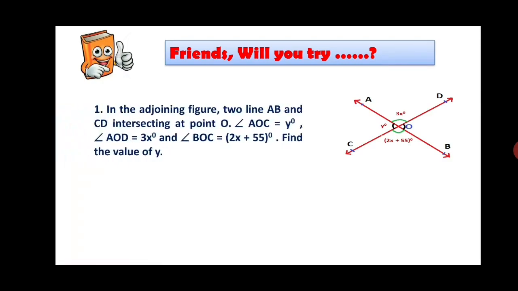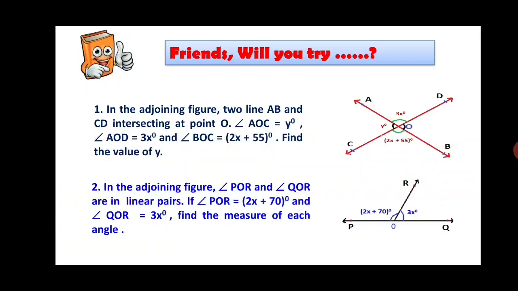This is the figure given. In the adjoining figure, two lines AB and CD intersecting at point O. Angle AOC is y, angle AOD is 3x, angle BOC is equal to 2x plus 55. Find the value of y. This is the figure given. Here in the adjoining figure, angle POR and angle QOR are in the linear pairs. If angle POR is 2x plus 70 and QOR is 3x, find the measures of each angle.